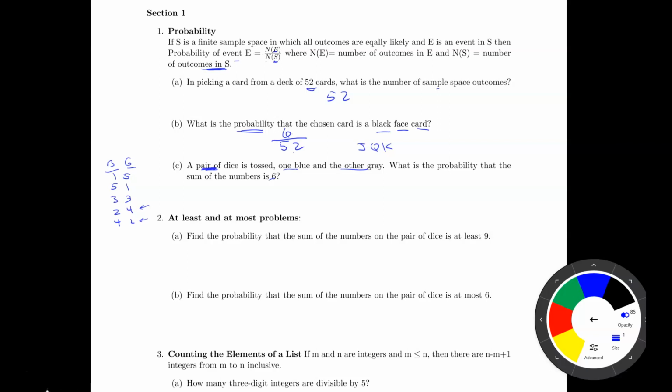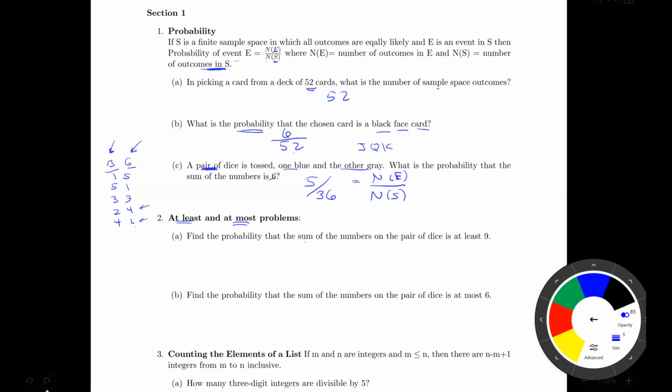So what's the probability that the sum is 6? 1, 2, 3, 4, 5 out of, what's the total number in the sample space? For the blue die, I have 6 sides, and for the gray, I have 6 sides. So 6 times 6 is 36. So this is the number of the event happening over the number in the sample space, right? Just want to make sure you understand the notation. Okay, so at least and at most, I wanted to make sure you're comfortable with this verbiage.